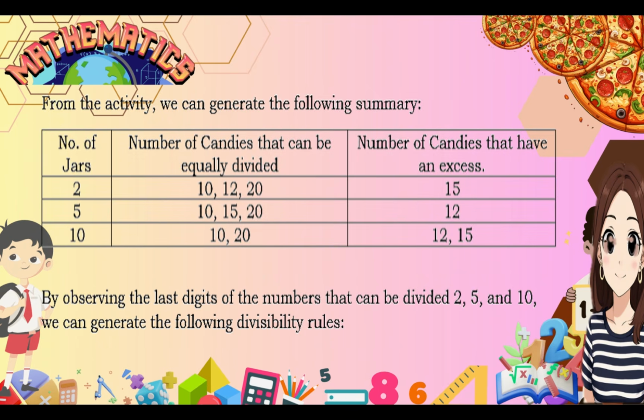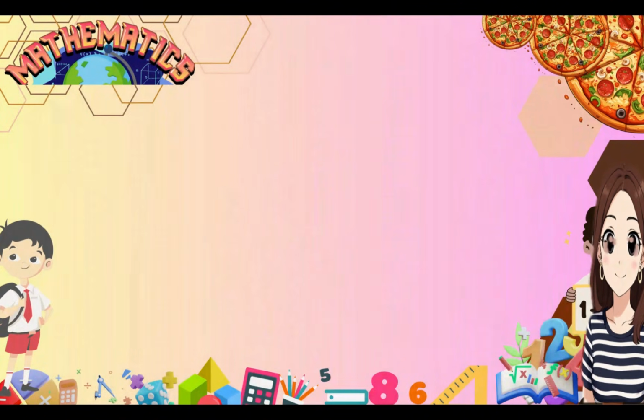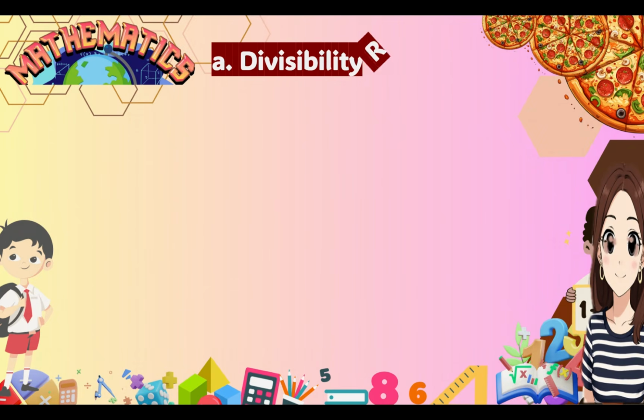By observing the last digits of the numbers that can be divided by 2, 5, and 10, we can generate the following. Divisibility rule for 2.